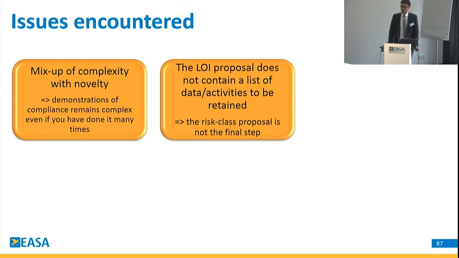The LOI proposal does not contain a list of data activities to be retained. This is another issue we have encountered a few times. The risk class proposal is not the final step. So if you have made the risk assessment per CDI and it's risk class 1, 2, 3, 4, still you have to propose what should be retained by EASA, which test should be witnessed, at which inspection EASA should participate. This is the information you have to propose. So it doesn't stop at the risk class, it's really what is the retained item by EASA. This should be proposed and should be the final step.